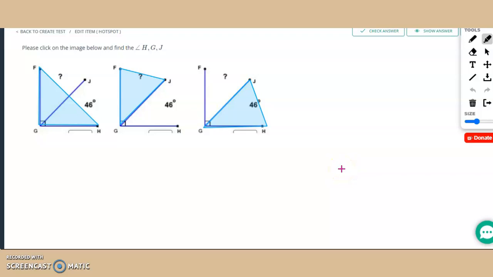Okay, fourth graders, this is Mrs. Nelson, and we're going to be looking at finding the image.